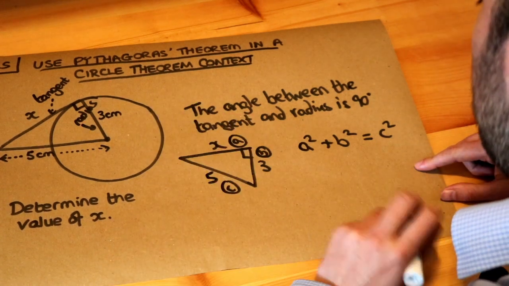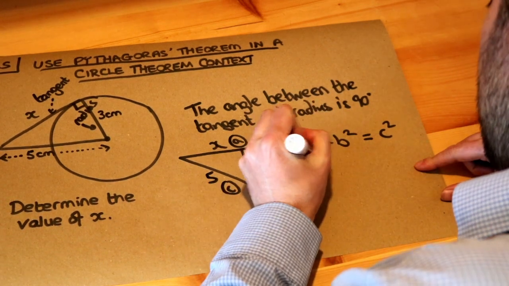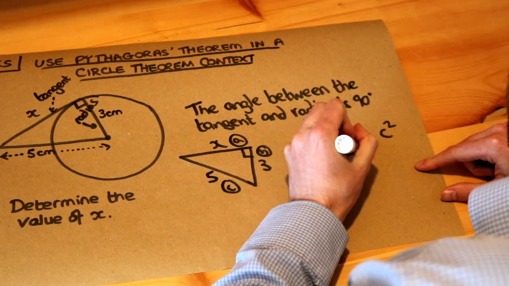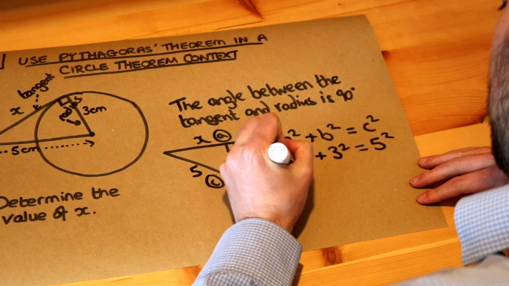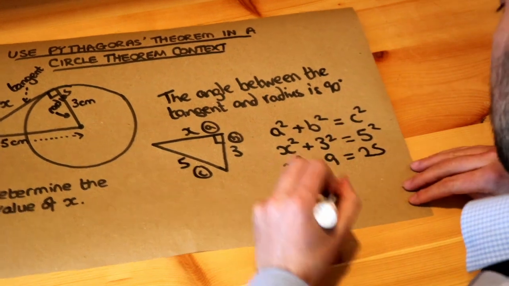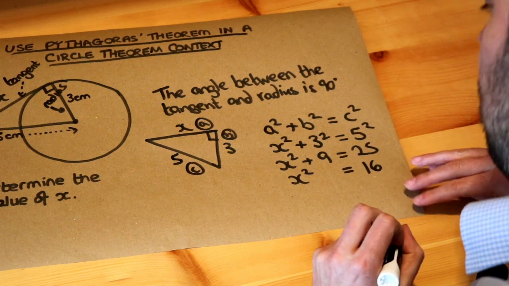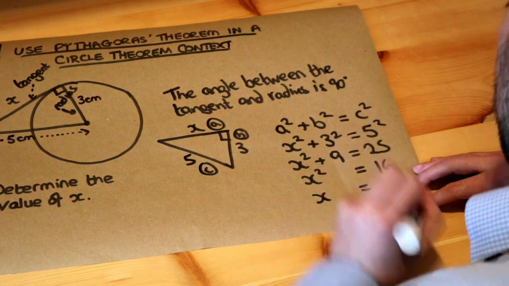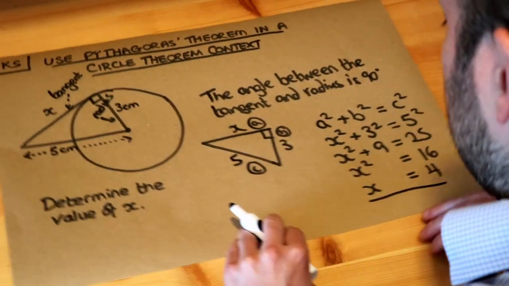So if we just substitute these values into this equation, we get x squared is a squared, plus b squared is 3 squared, is equal to c squared, so 5 squared. If we just simplify a bit, 3 squared is 9, 5 squared is 25. Let's subtract 9 from both sides of the equation to give you 16, and then you square root both sides of the equation. The square root of 16 is equal to 4. And it's not going to be minus 4 because you can't have a negative length. So that is the final answer.